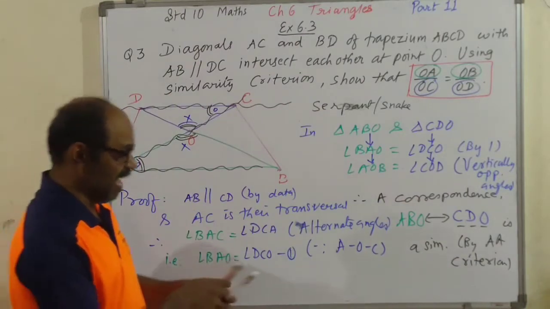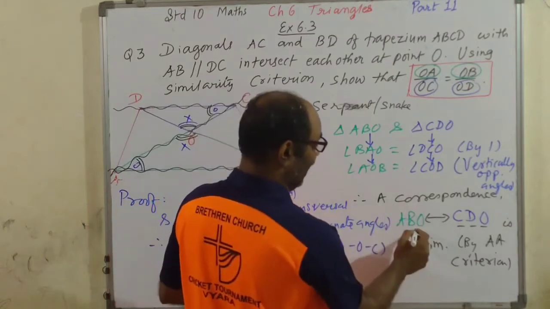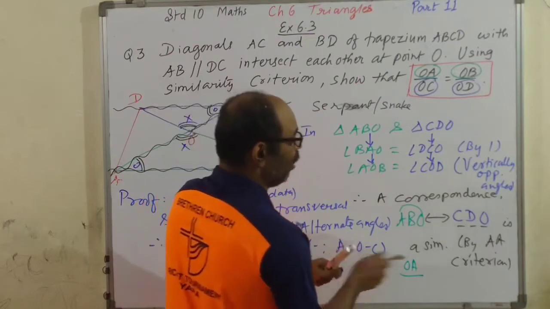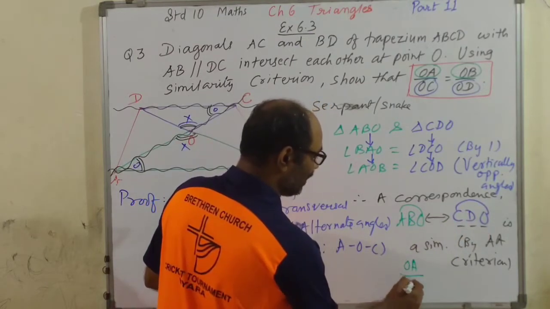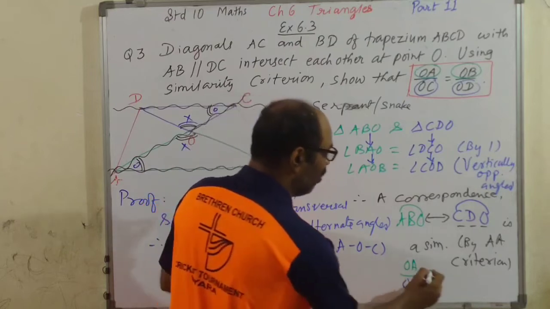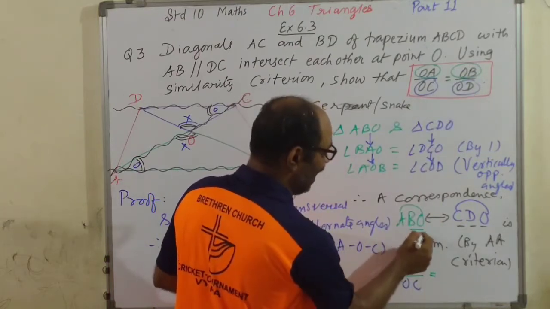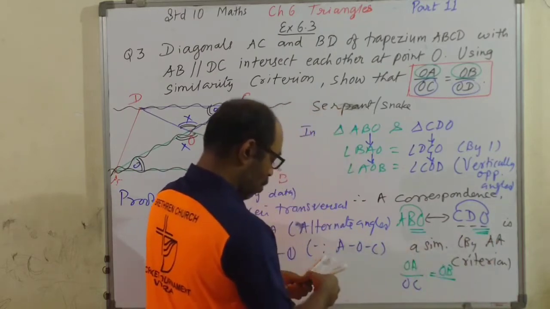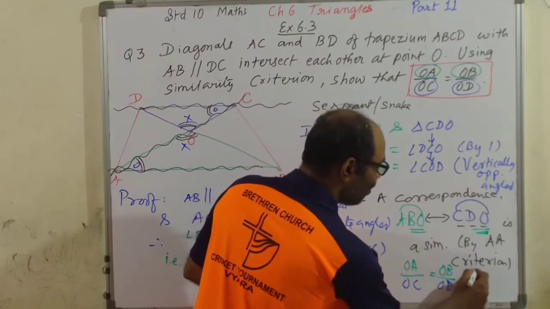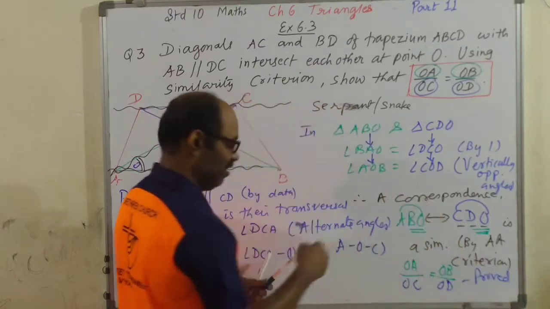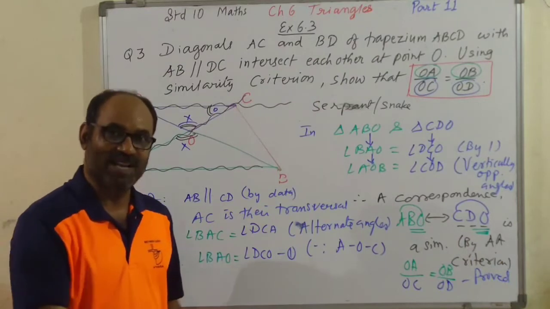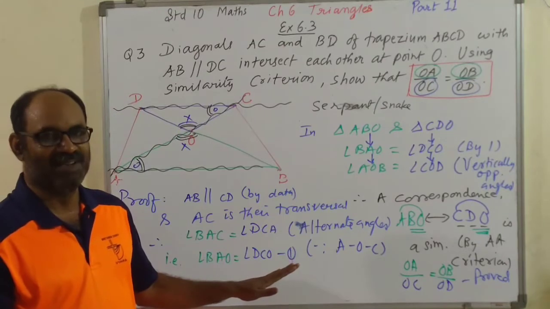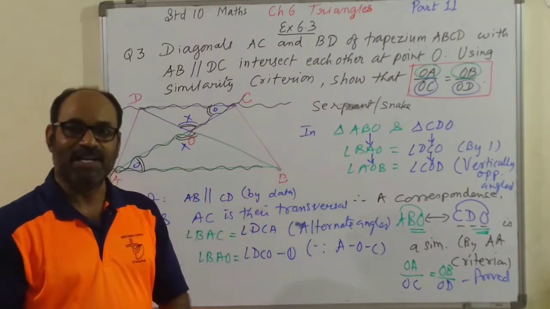Yes, now you can take green. OA upon OC is equal to OB upon OD. Proved. Correct? By definition of similarity. Understood? So very simple, children. Very simple. This was number 3.